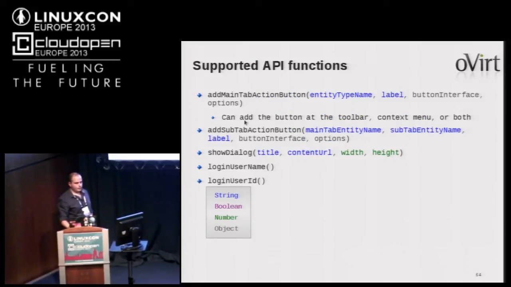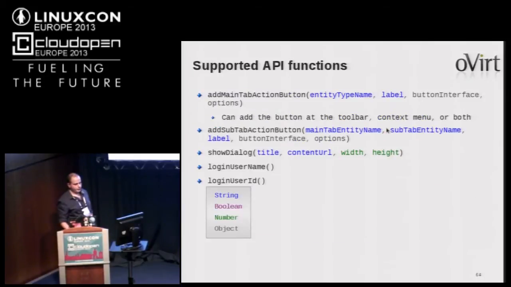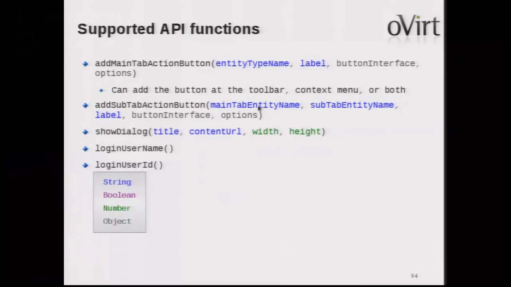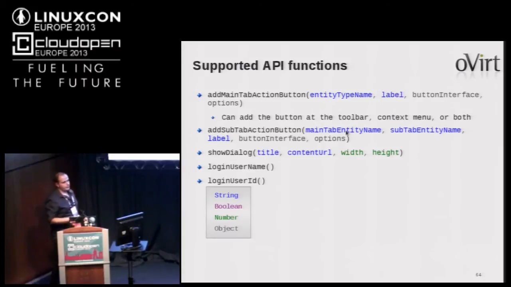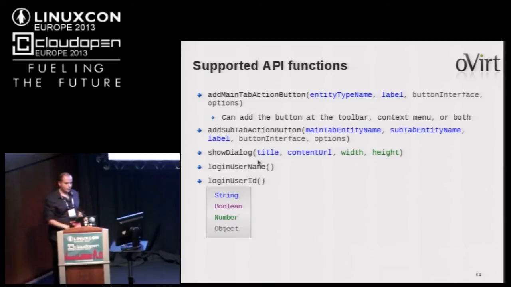You can add new action buttons. These are the buttons that I showed you. When you add a new action button, you say what the main entity is that the action button should be in, what the label is, and what's going to happen when you press the button. That would basically give you this functionality. We also have a show dialog option. For example, you can have an action button that you press and it opens a new dialog pointing to some URL.